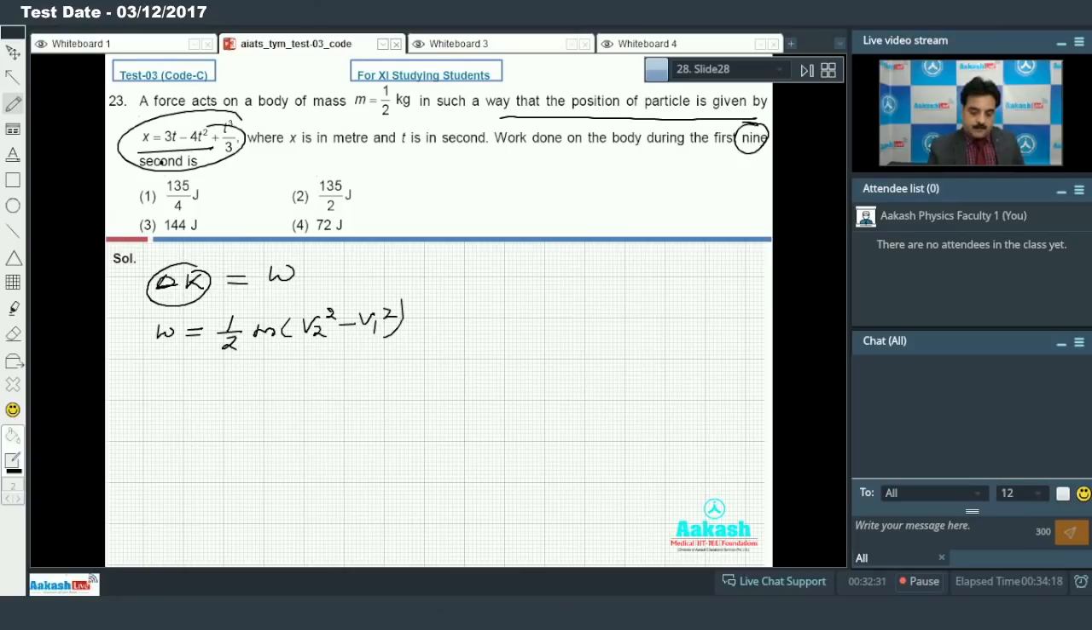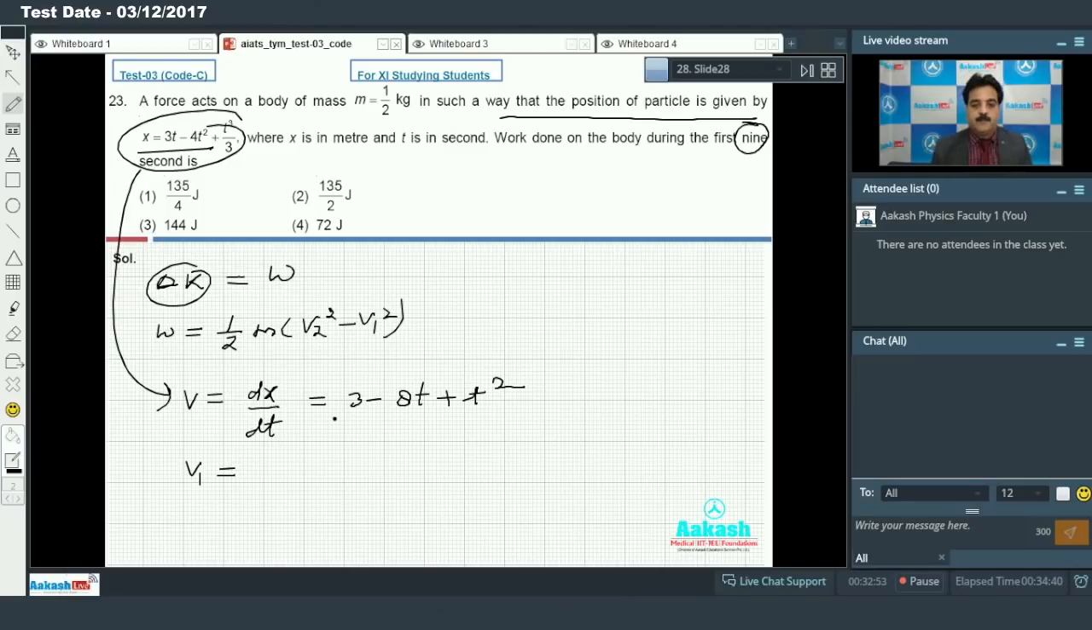But position is given, so when you differentiate this, we'll get the velocity equation, dx over dt. When you differentiate, we'll get 3 minus 8t plus t square, right? So if I go for the initial velocity, we'll place the value of t equal to 0. When we take the value of time as 0, it gives us the initial speed. So if we put the value of time as 0, we will get only 3 meter per second, and this is the value of v1.